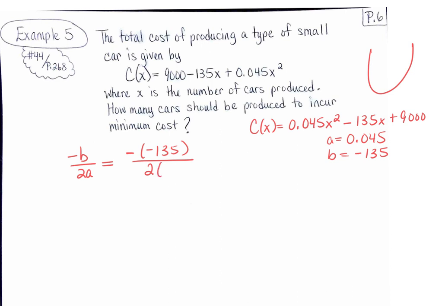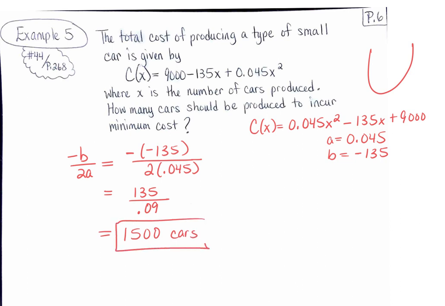2 times 0.045. Well, negative times negative 135 is 135. 2 times 0.045 is what? 0.09. Good. And 135 divided by 0.09 is? 1,500. Excellent. So, how many cars should be produced to incur minimum cost? 1,500 cars. It's a lot. But we have to produce 1,500 cars to incur minimum cost. That's it. That's section 4.3.